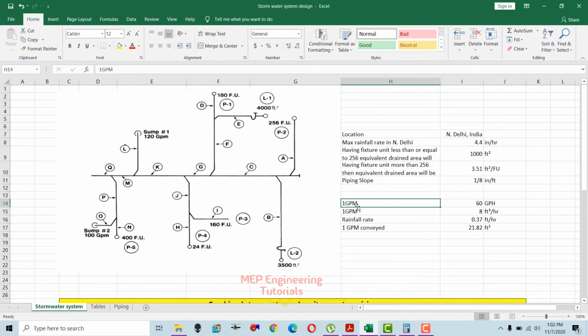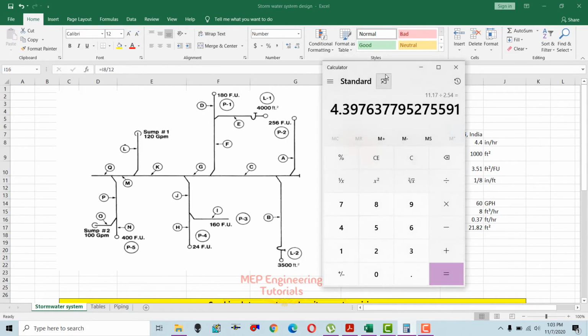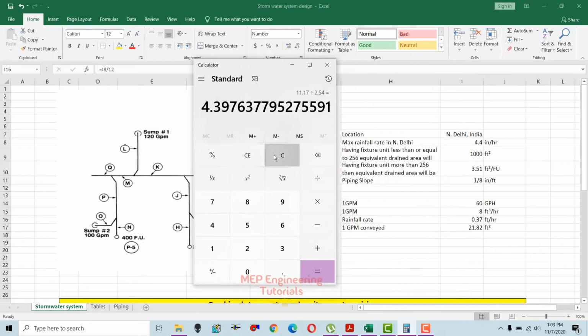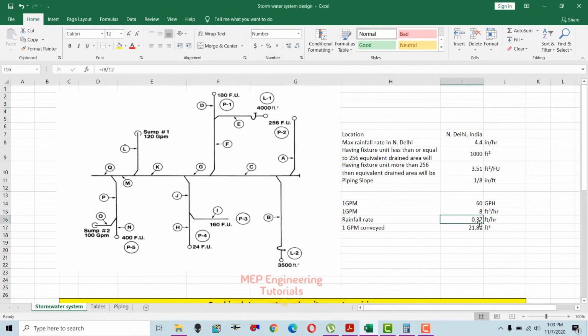Since we know that 1 GPM is equal to 60 gallons per hour, if you want to convert this gallons per hour to cubic feet per hour, you need to divide 60 by 7.5. You will get 1 GPM is equal to 8 cubic feet per hour. And we know the rainfall rate in New Delhi is 4.4 inches per hour. If you want to convert inches to feet, simply divide 4.4 by 12, and you will get 0.37 feet per hour.